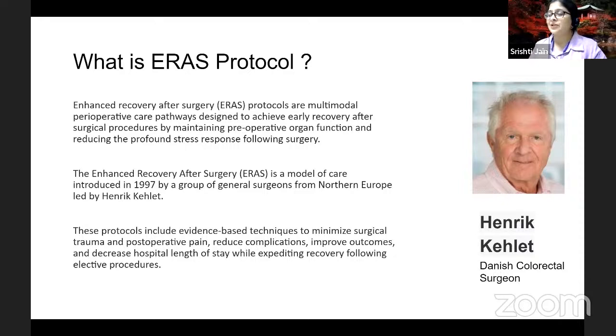So enhanced recovery after surgery protocols are multimodal perioperative care pathways which are designed to achieve early recovery after surgical procedures by maintaining pre-operative organ function and reducing the profound stress response following the surgery. ERAS is a model of care introduced in 1997 by a group of general surgeons from Northern Europe, which were led by Dr. Hendrik Kehlet. These protocols include evidence-based techniques to minimize surgical trauma and post-operative pain. They reduce the complications, improve the outcomes, and decrease the hospital length of stay while expediting recovery following the elective procedures.